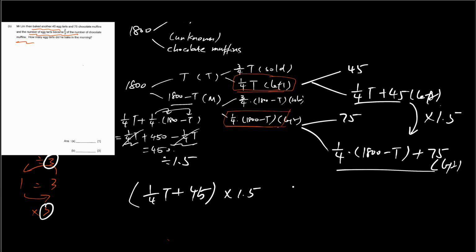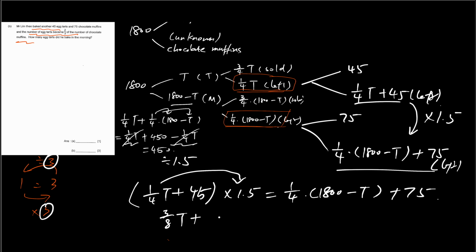So this whole thing times the 1.5 will get you the muffin, so I equate it to muffin. And your job is to solve this equation. Now, this one times this one, can you give me 1/4 times 1.5? Give me in fraction. 3 out of 8, so 3/8 T, plus 45 times 1. Okay, so that's the first arrow. Now the second arrow.